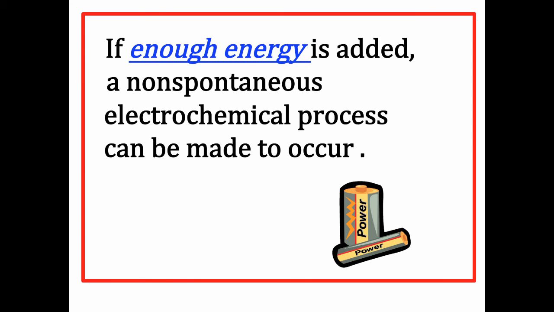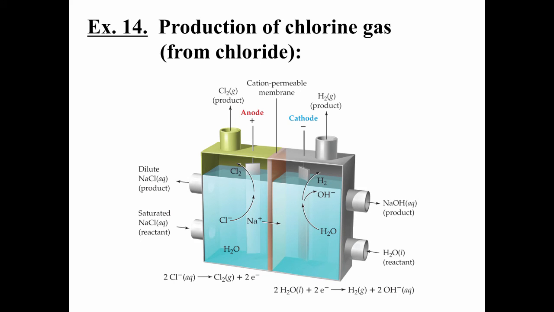The main theme for the rest of this screencast and the remainder of this unit is to note that although we've mostly been looking at spontaneous electrochemical processes so far, if we add enough energy to a non-spontaneous process, we can make it happen. And we will do several examples of this, starting with the production of chlorine gas from chloride ion.